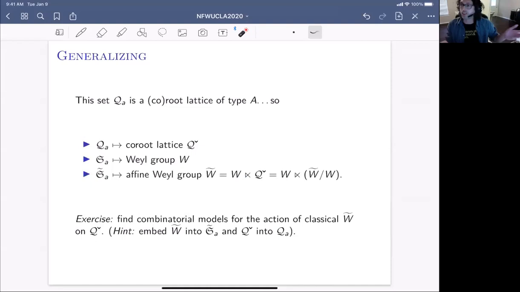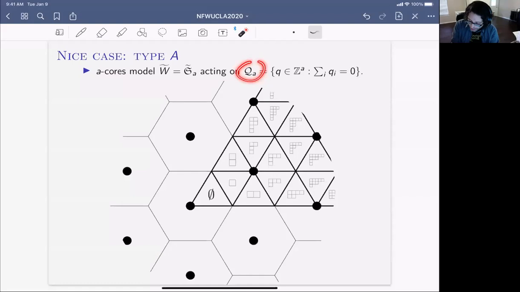Okay, so the point is that these lattice points are actually cores in type A, so we can generalize to other types. We replace these various objects that are type A objects with these various objects that are beyond type A, and if you want, by appropriately embedding these other types into the type A story, usually by some sort of folding or doubling or whatever, you can find combinatorial models. So Pavel, to answer your question here, in type A, the A cores are modeling this coroot lattice, including this action of the affine symmetric group.